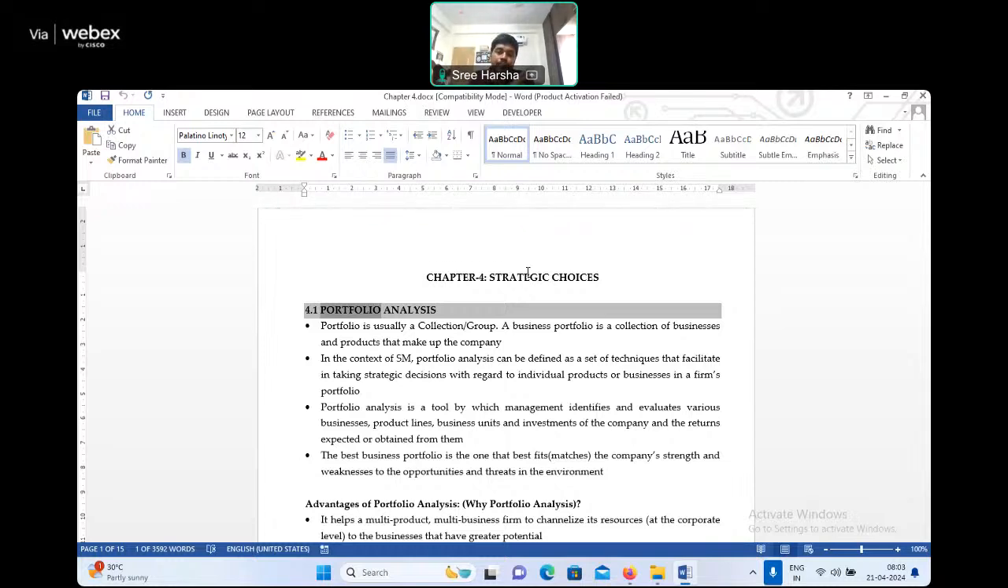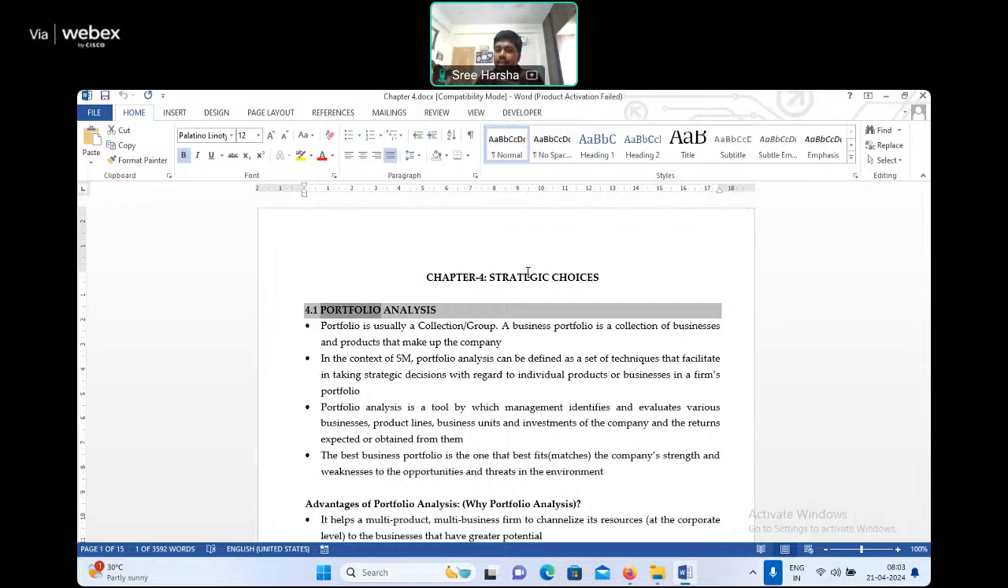So that way, when a company has multiple businesses, it is called a portfolio of businesses. For example, Tata's business is a portfolio of businesses. Reliance's business is a portfolio of businesses. Hyundai's business is not a portfolio, it is just one single division. It is just a car making business, they don't have any other businesses.